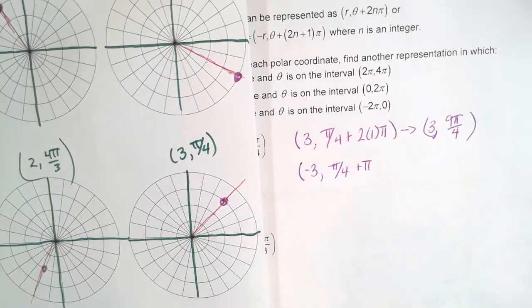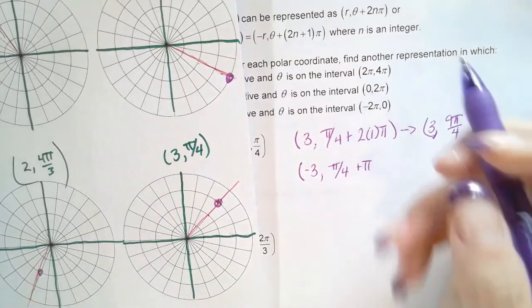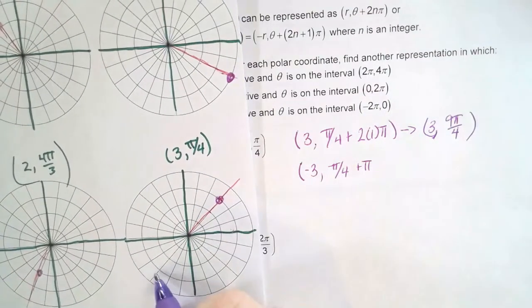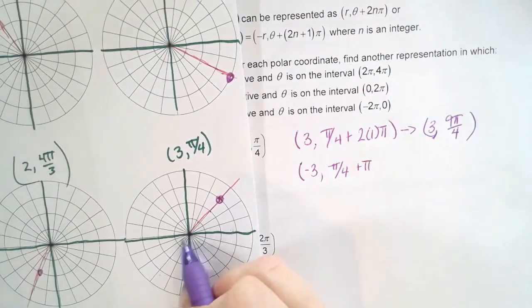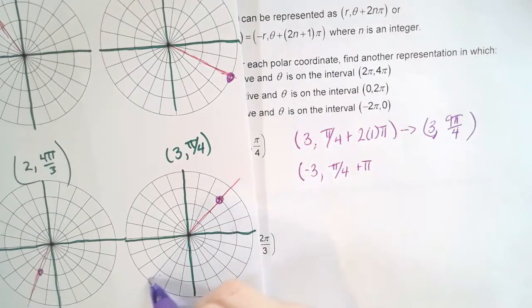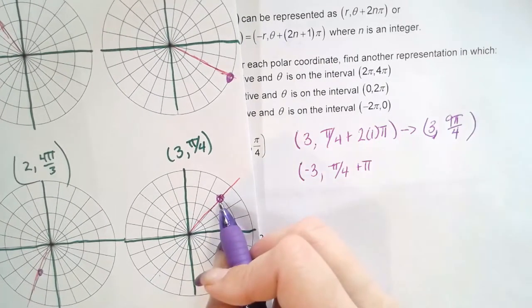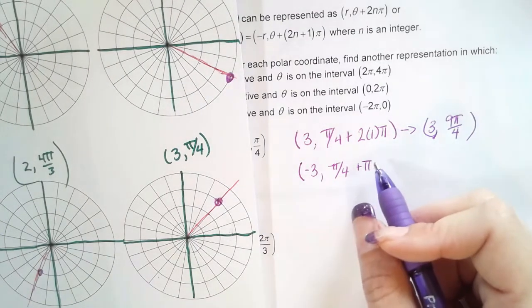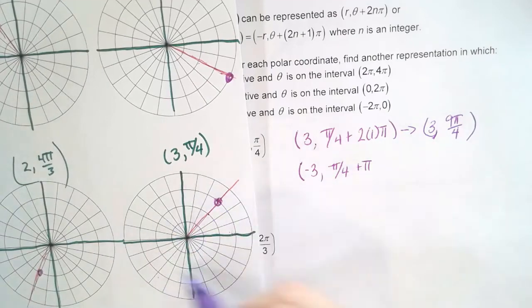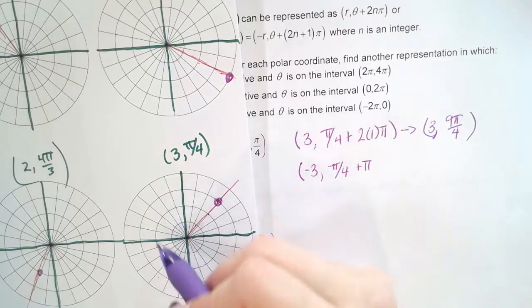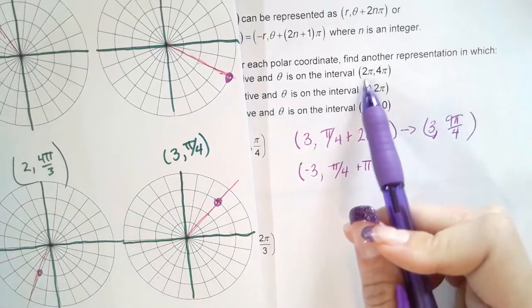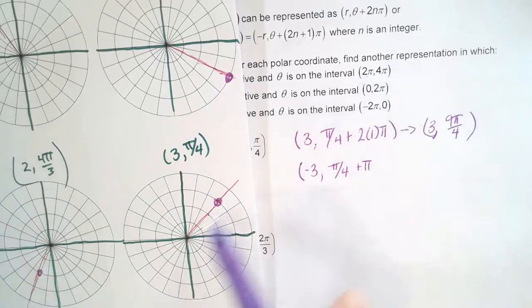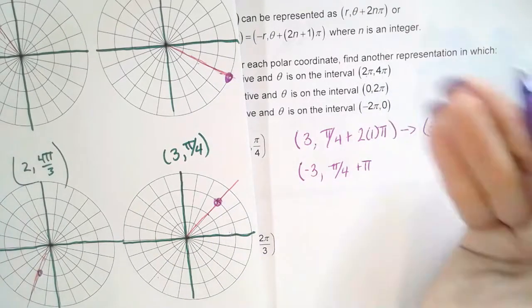So if I go pi over 4 plus a pi, I'd be down here, right? Or on this line. And now if I go backwards 3, do I end up in the same position? I do. So I don't need to add anything on. If I added like a 2 times 1 pi, I'd be going in another round, which means I would be going between 2 pi and 4 pi. But I just want to be between 0 and 2 pi.